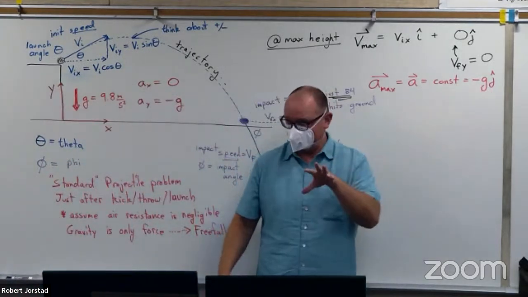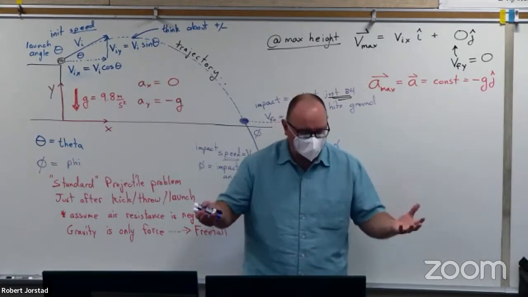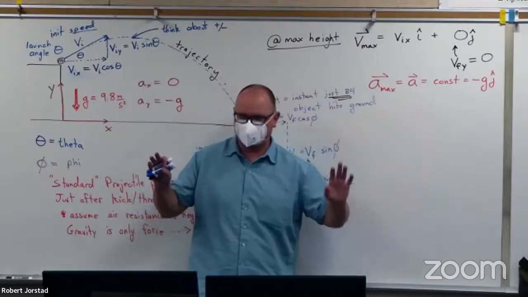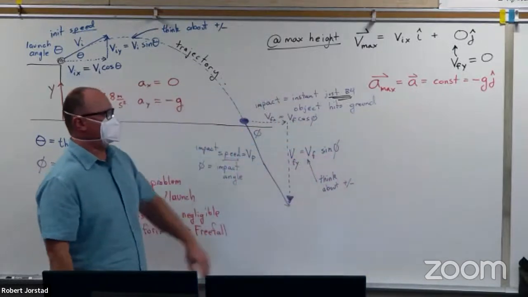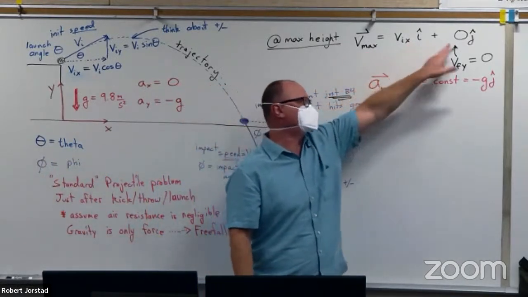But I'm just telling you right now, I will mark you down if you just write negative g, because technically that's not right. The acceleration is a vector, you got to include that unit vector. Everybody cool with that? Similarly, if I ask you about the max height velocity, you got to remember it's something in the i hat, nothing in the j hat.